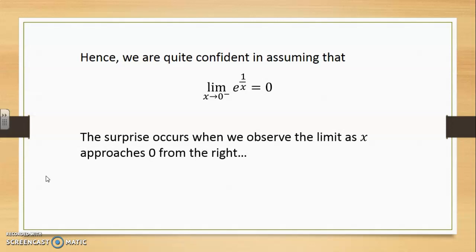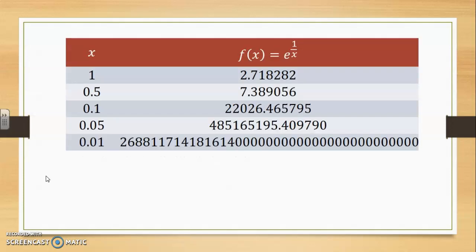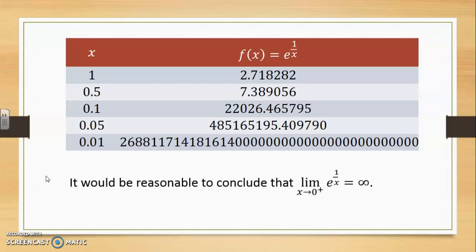The surprise occurs when we observe the limit as x approaches 0 from the right. So this time, I started off with a value of x which was 1 and am getting systematically closer to 0 in my choices of x, but remaining to the right of 0. The outcome of the function's value is growing quite rapidly, as you can see. I dare you to even try to pronounce the size of f of x when x is 0.01. I think it would be reasonable in this case to conclude that as x approaches 0 from the right, e to the 1 over x is heading towards infinity.